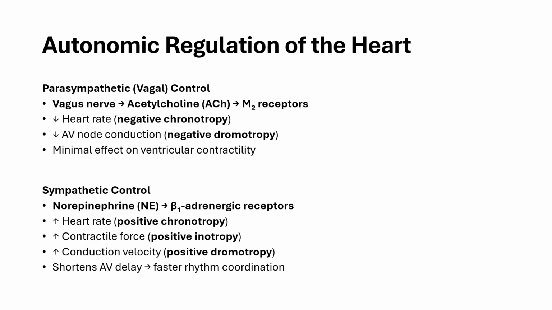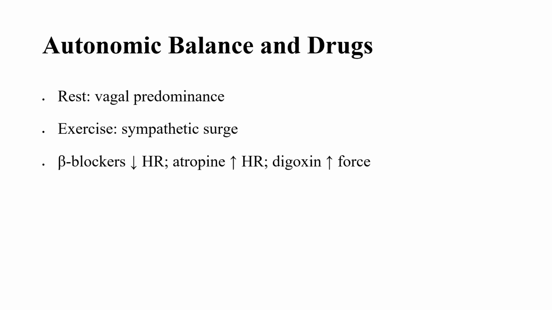the body demands it. Now, what's fascinating is how the balance between these two systems shifts throughout the day. At rest, vagal tone predominates, keeping the heart calm and energy efficient. During exercise, sympathetic drive surges, the accelerator takes over, increasing rate and force. Clinically, you can manipulate this balance with drugs. Beta blockers dampen sympathetic activity, lowering heart rate and contractility. This is helpful in hypertension and arrhythmias.